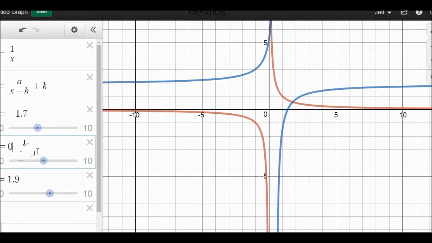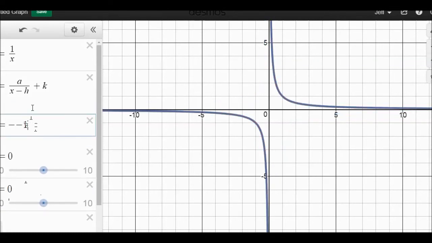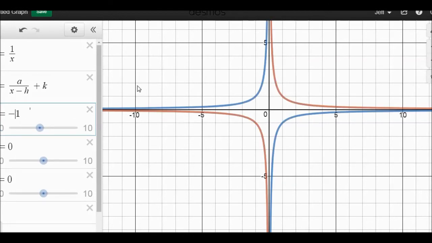Okay, let's make h 0. Let's make k 0. Let's make a just negative 1. Is it the inverse? What do you guys think? I don't know if it's the inverse because here's the x equals y line. Really, this is going to be its own inverse.